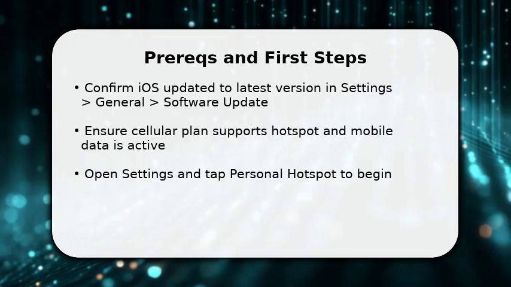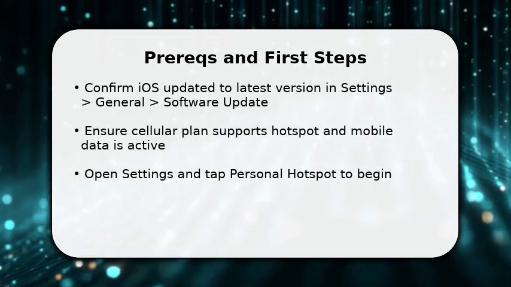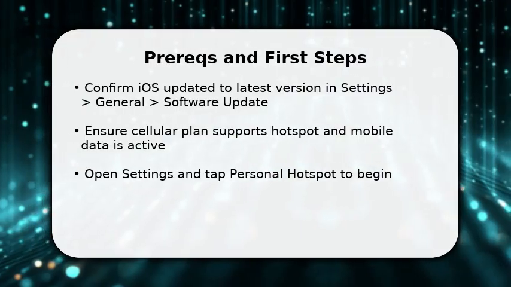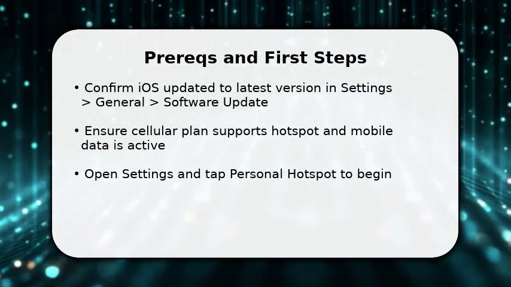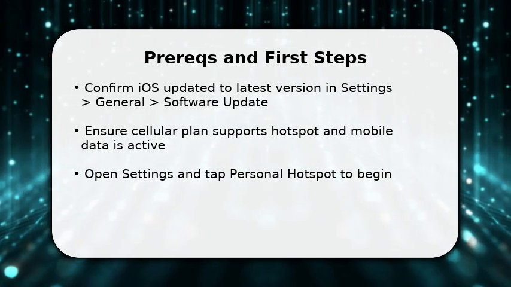Now open Settings and tap Personal Hotspot to access controls. You're initiating the Shared Internet feature. This step unlocks the toggle and shows network name and password. Make sure Bluetooth and Wi-Fi are available for easier device pairing as you proceed.